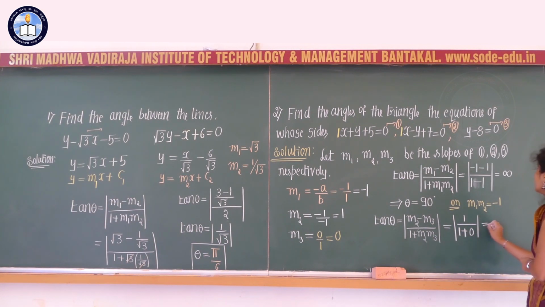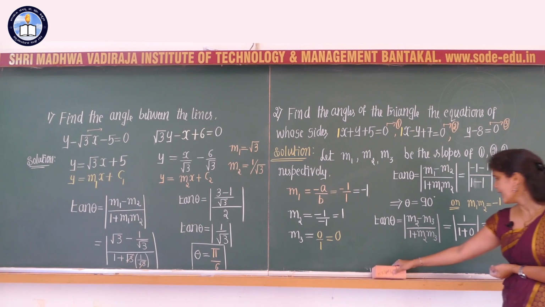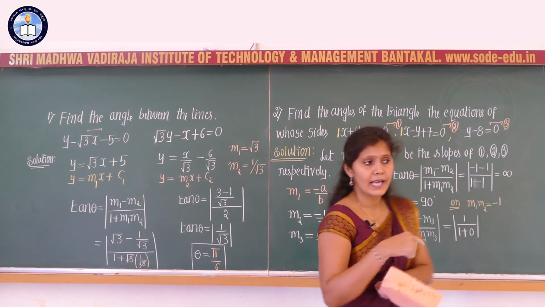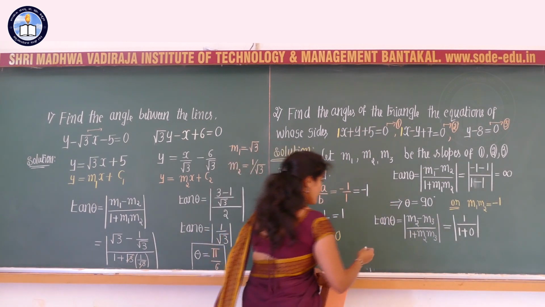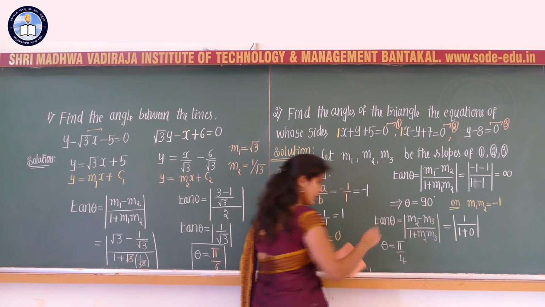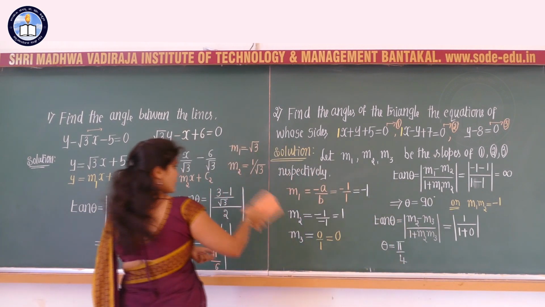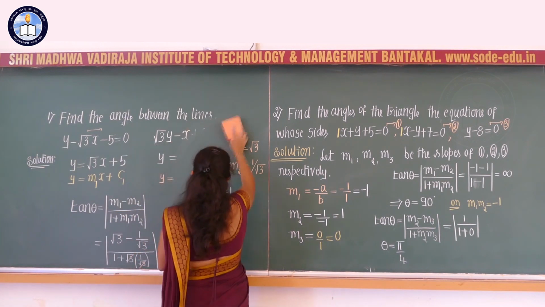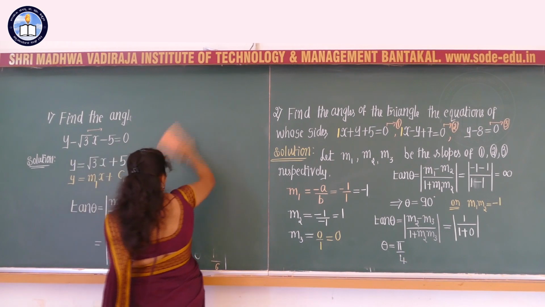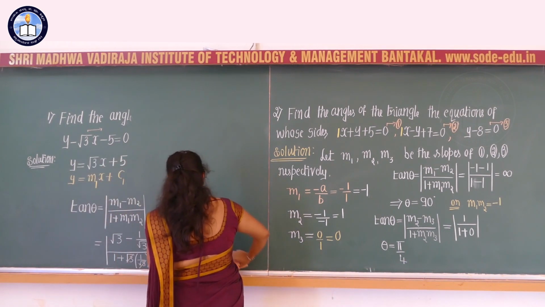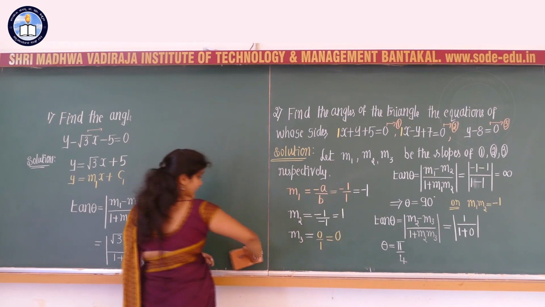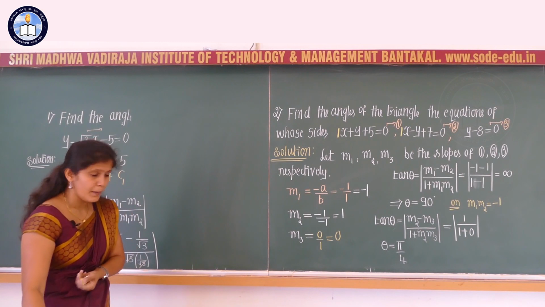So which implies that what is the value of theta? Tan theta is equal to 1 implies tan 45 degree is equal to 1, or tan pi by 4 equal to 1. So which implies that here theta value is equal to pi by 4 or 45 degree. So the first definition that gives the angle between the two lines, first line and the second line, is nothing but 90 degree, because product of their slopes is equal to minus 1, and the angle between the second and third line, that is nothing but theta equal to pi by 4.